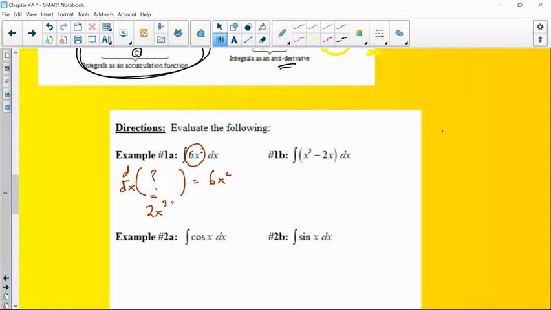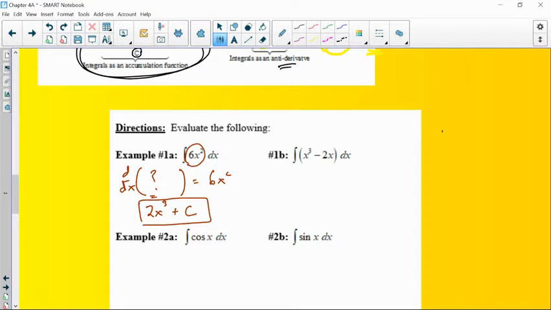But the thing is that maybe it was 2x cubed plus 1, or maybe it was 2x cubed plus 11, or maybe it was 2x cubed plus 11 over 3. There's an infinite number of constants. So we have to recognize that there could have been a constant there. So we just say it's 2x cubed plus C. This is the family of functions. As long as that's a constant, any one of those functions' derivative would be 6x squared.